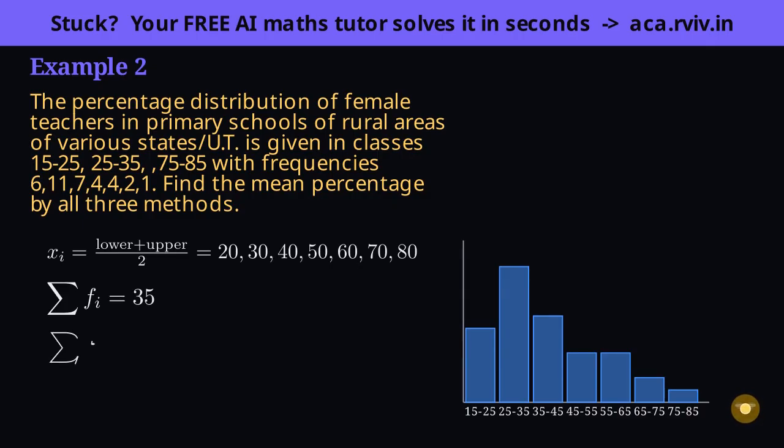Direct method first, the honest brute force one, multiply each class mark by its frequency and add every product. This is exactly the balance point sum from the concept, done with midpoints. Divide the weighted total by 35 and we get the mean, 39.71. Hold on to that number. The next 2 methods must reproduce it, or we've made a slip.